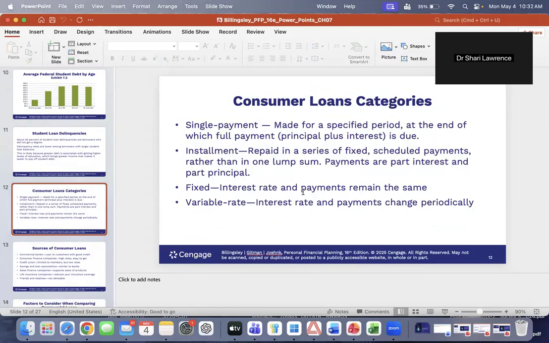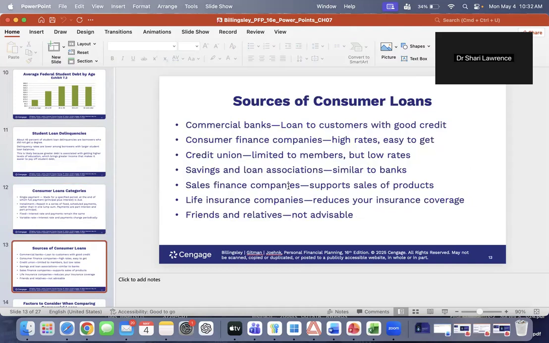Okay, consumer loans are usually installment loans that typically have a fixed rate. So they have a fixed interest rate, payments remain the same, and they're for a number of years, and then you just make the same payment over time each month.